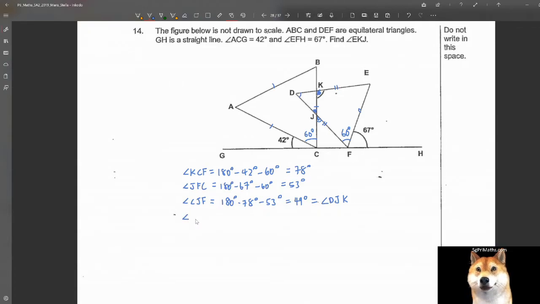So you know this is 49 degrees, this is 60 degrees, you will find this. Angle JKD equals 180 degrees minus 60 degrees minus 49 degrees, you will get 71 degrees. Then our answer EKJ equals 180 degrees minus 71 degrees, which gives me 109 degrees. Or you can use 60 plus 49, which will also give you 109 degrees. Okay, that's it for this question.